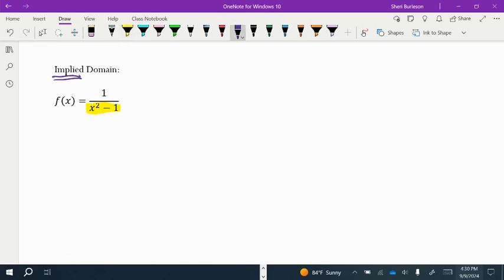Well, the denominator must not equal 0. So anywhere the denominator is equal to 0, this function will be undefined. So it's defined everywhere the denominator does not equal 0. Now, there are two ways that you can solve this for the domain, okay?